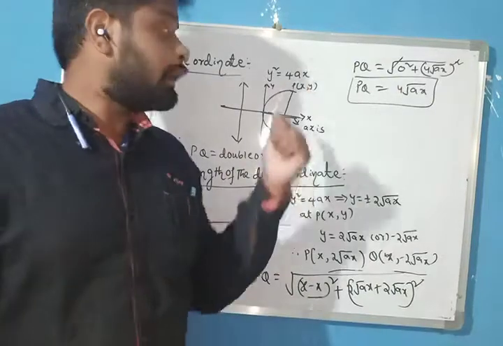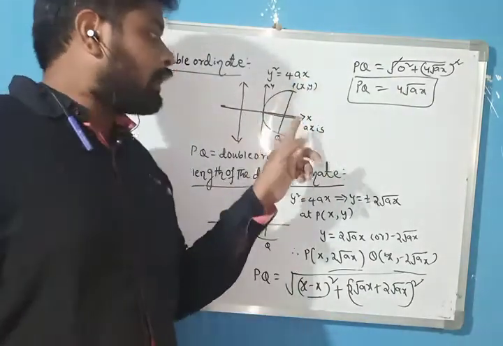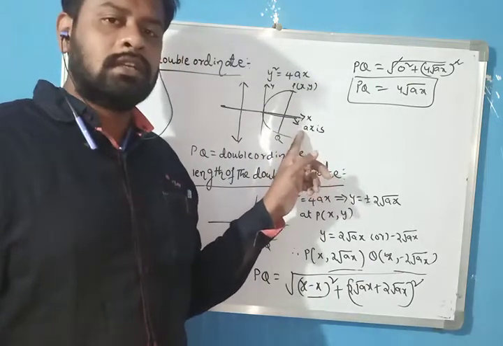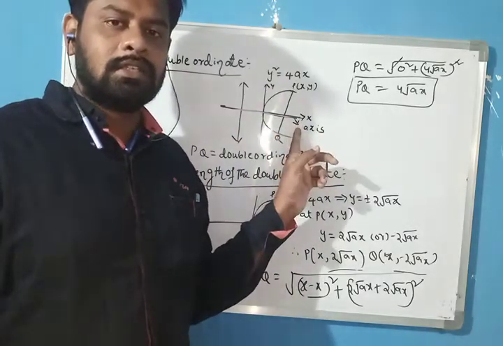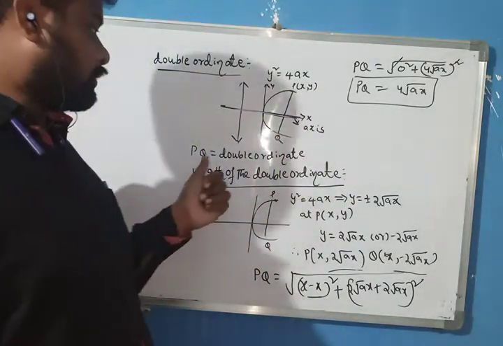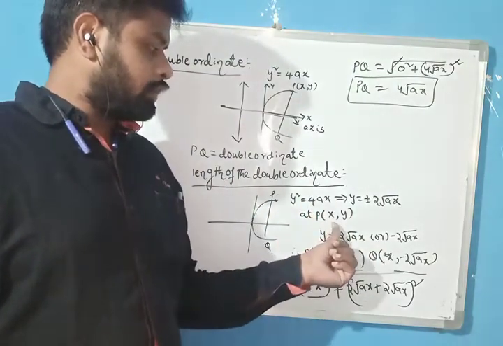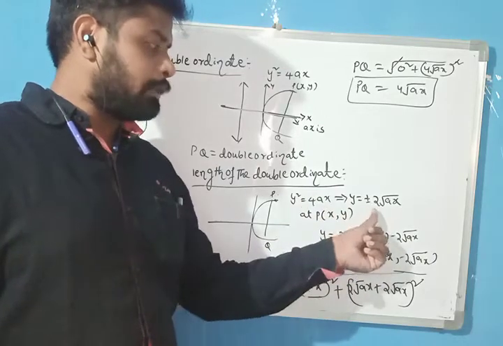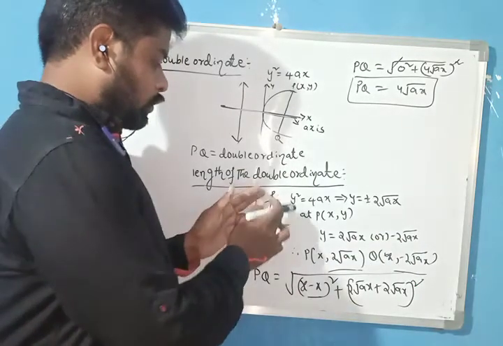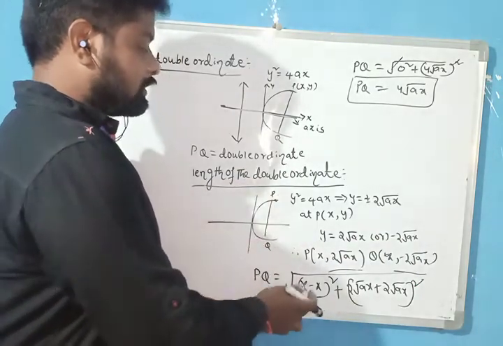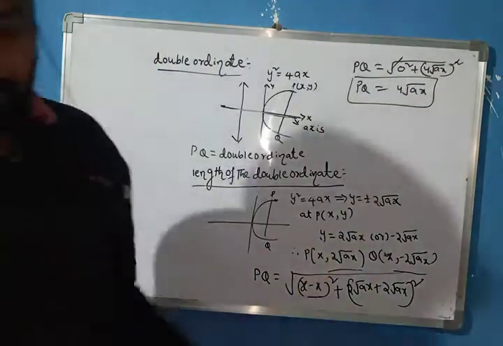Double ordinate is nothing but the line passing through the point P and perpendicular to the axis. The curve is parallel to the x-axis only, that's why this x-axis is called the principal axis. Next, PQ is the double ordinate. For the length of the double ordinate, x is there, and y equal to plus or minus 2 root ax. We get two coordinates, P point and Q point. Distance between P and Q, that is PQ equals 4 root ax. This is the length of the double ordinate.